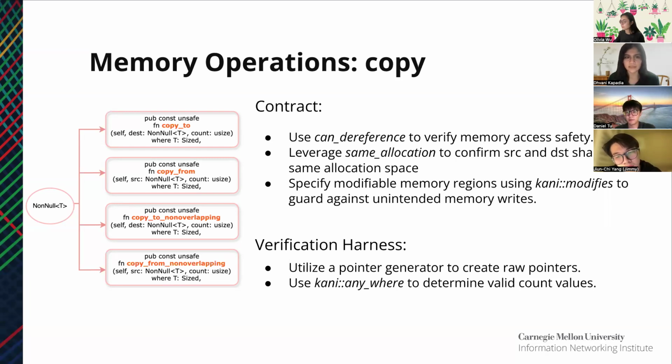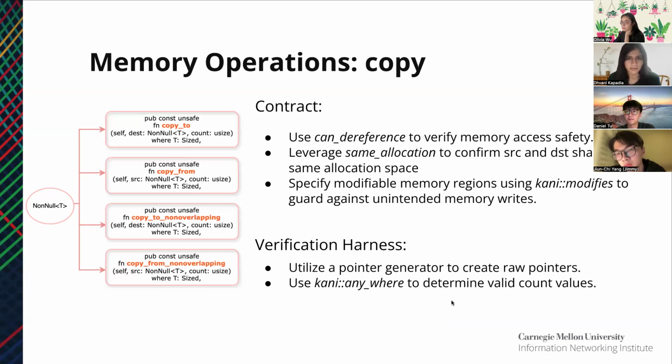All these four follow the safety requirements of pointer copy, and it has four safety requirements, which are defined in the ensures clause: that the source must be valid for the read of count times size of T, and must remain valid while the destination is getting written. Likewise, while the destination is getting written, the source must be valid for the read. And both the source and destination pointers must be properly aligned. An additional contract is added for copy to non-overlapping and copy from non-overlapping to ensure that the pointers we have are actually non-overlapping.